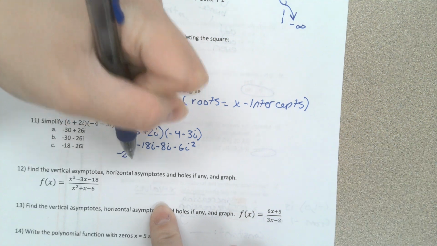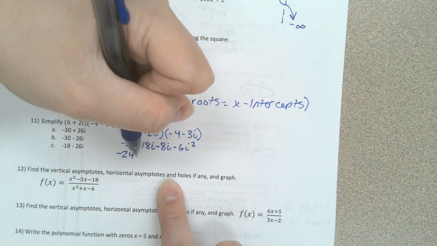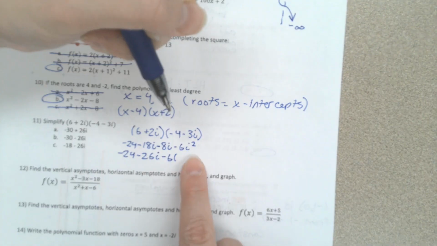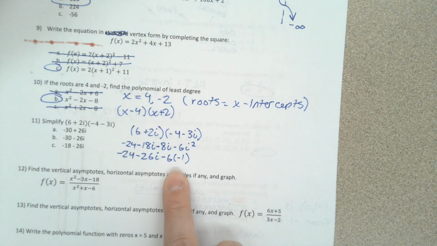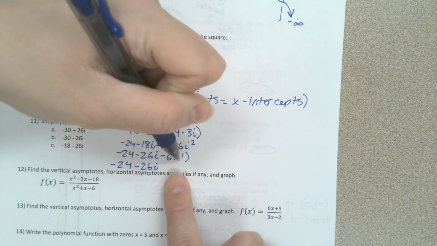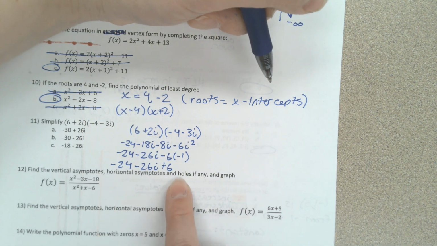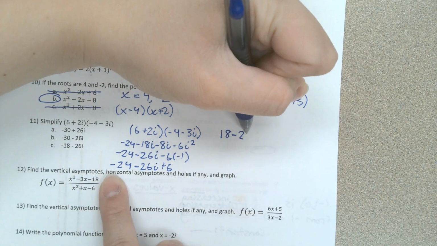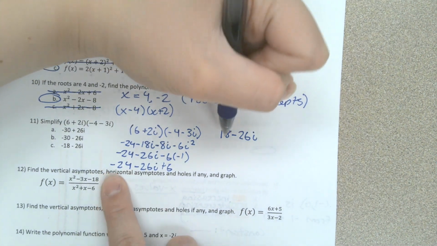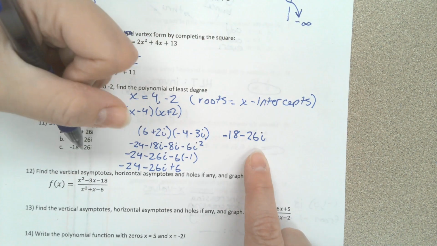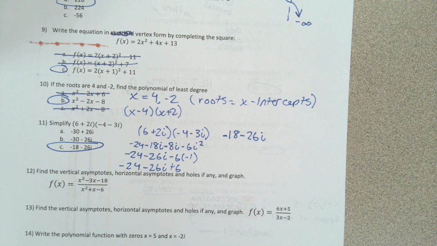So you have negative 24. 18 and 8, that would be 26, and this is a negative 26i. And then negative 6 times i squared is negative 1. So now we have negative 24 minus 26i plus 6. Combining, finally, 6 and negative 24, that should be 18 minus 26i. Sorry, negative 18. This is negative 24, positive 6. Negative 18 minus 26i. And that's it. That's our answer.